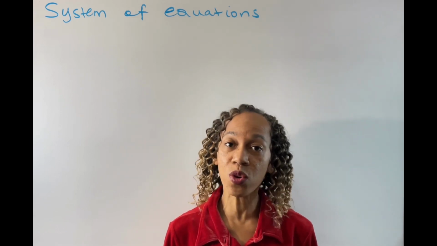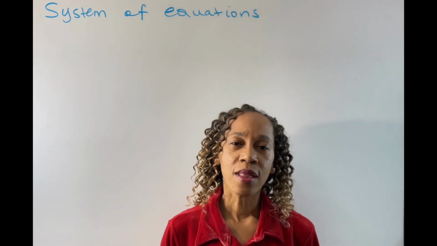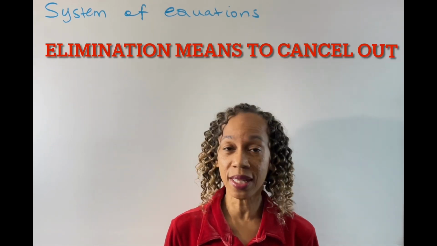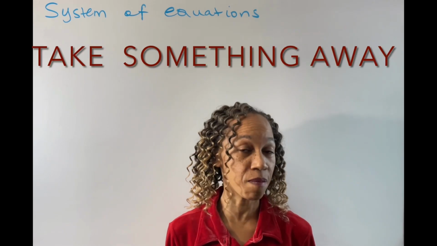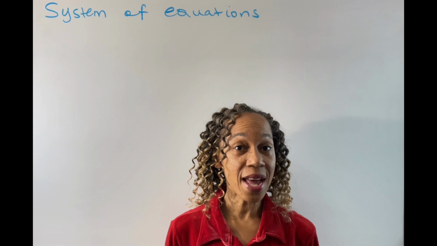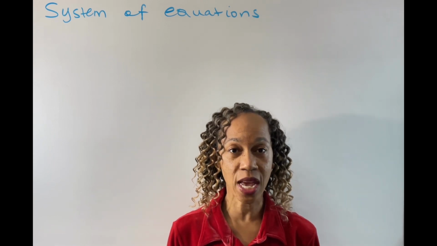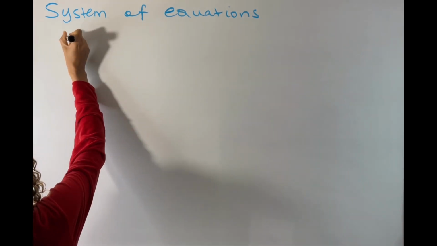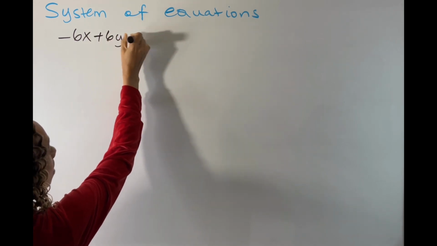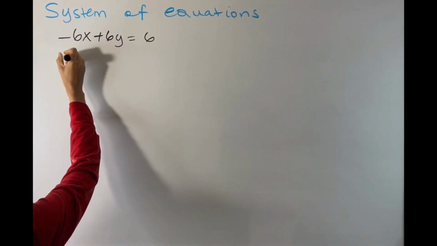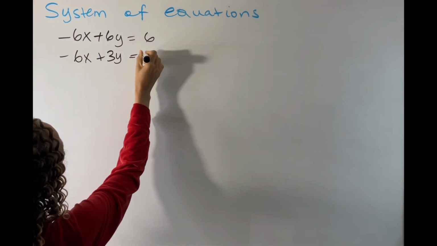I am going to show you how to solve a system of equations by elimination in this lesson. Now, what is elimination? Elimination means that you are going to cancel out something, or get rid of it or take something away. Therefore, we are going to apply that concept towards solving systems of linear equations by elimination. Let's get right into it. Negative 6x plus 6y equals 6, and the next equation is negative 6x plus 3y equals negative 12.